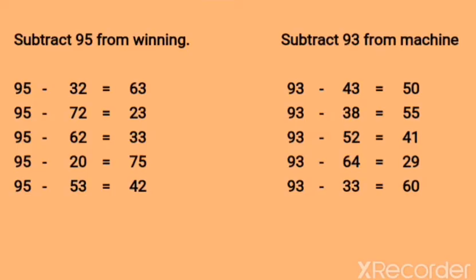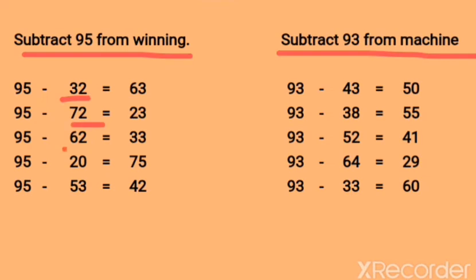Another way to reject some numbers is by subtracting 95 from the winning numbers and subtracting 93 from the machine numbers. So in this case, just taking into cognizance the example that we have made mention of, the results are 32, 72, 62, 20, and 53. So we will be subtracting 95 from all these numbers.